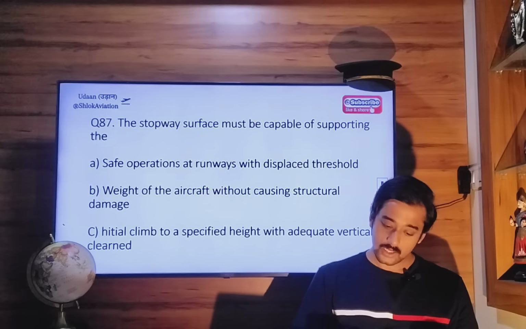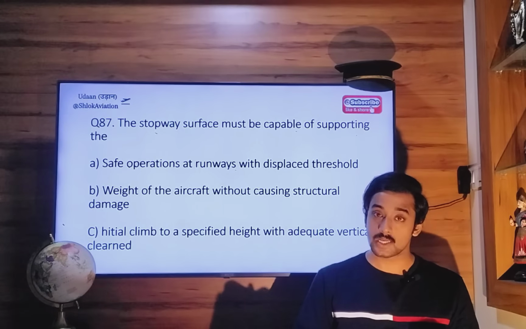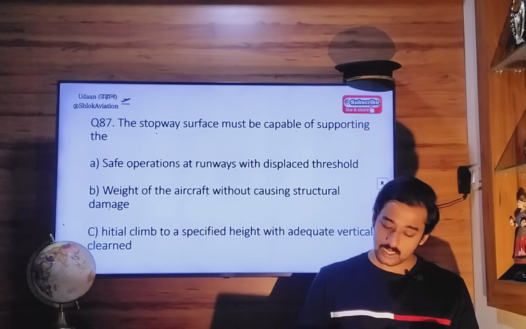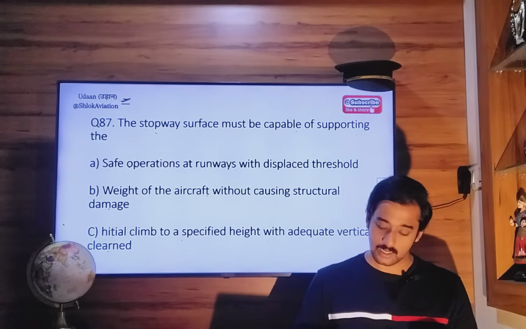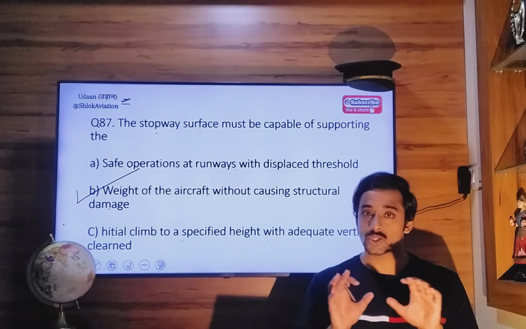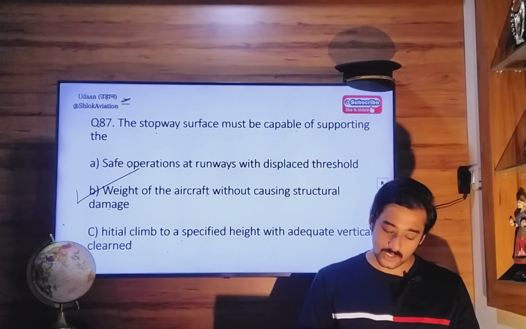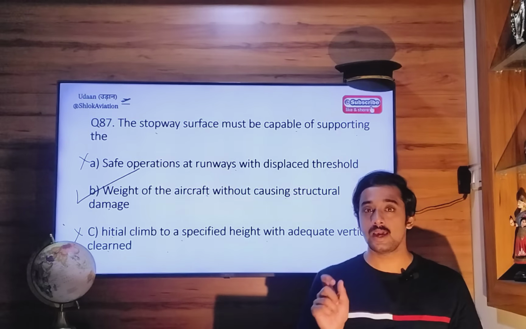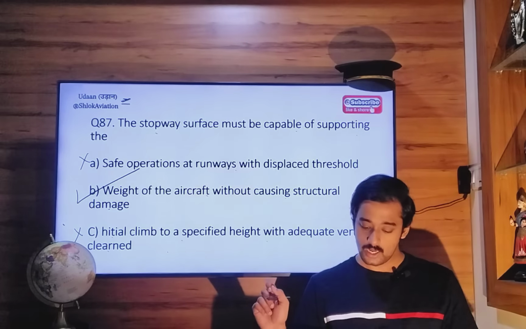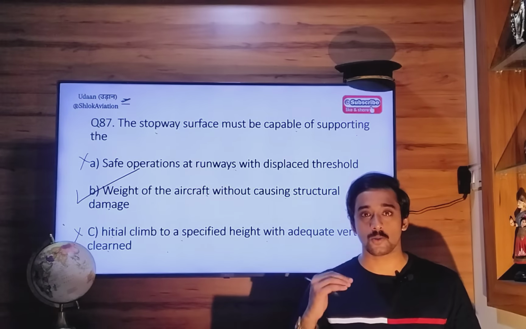Next. The stopway surface must be capable of supporting dash. The options: safe operations at runways with displaced threshold, weight of aircraft without causing structural damage, initial climb to a specific height with adequate vertical clearance. So the stopway must be able to withstand the weight of aircraft without causing structural damage to the aircraft or to itself. Option C belongs to your clearway. It's the clearway in which your aircraft will enter the initial climb mode and will achieve a specific height with adequate clearance between itself and the obstacles.